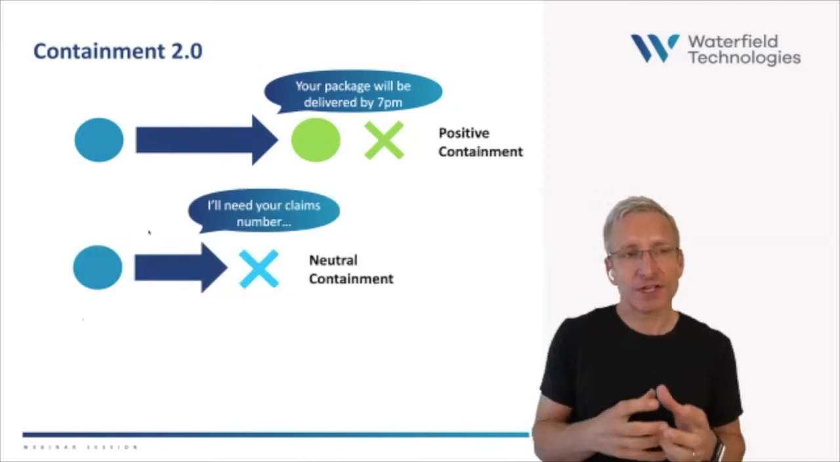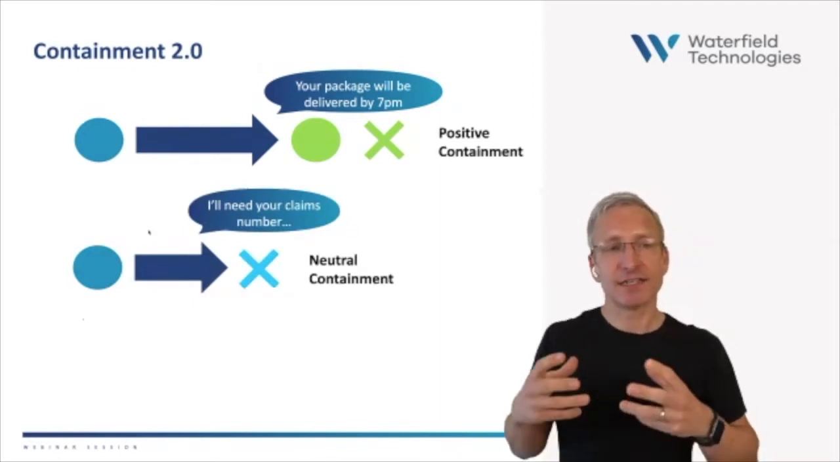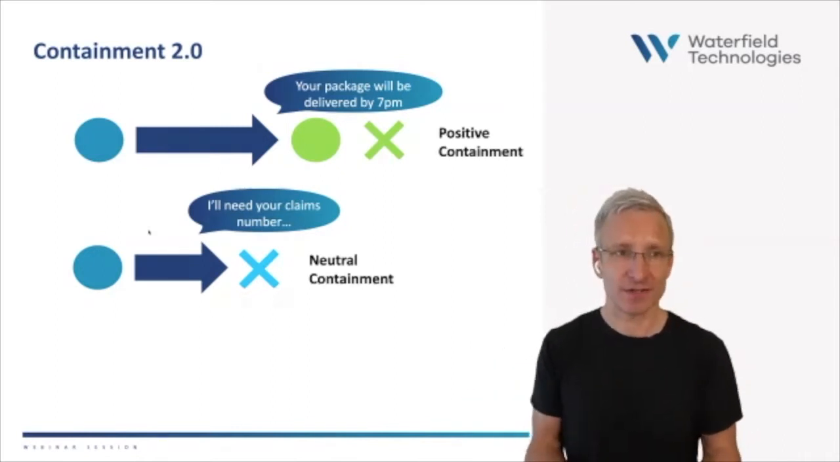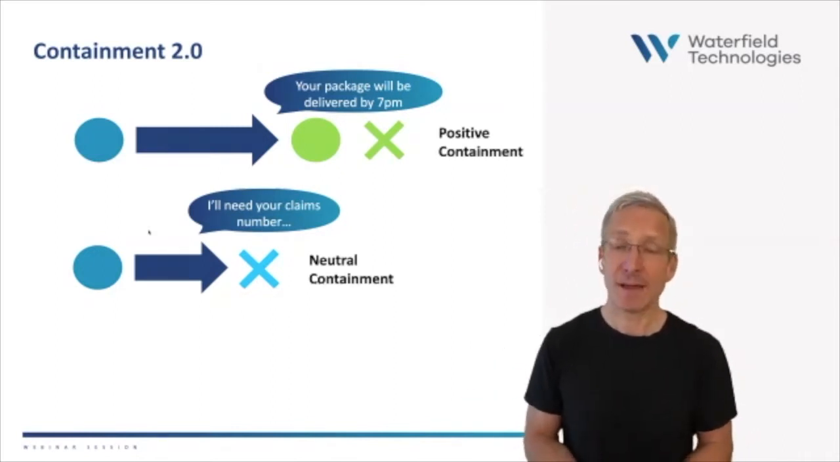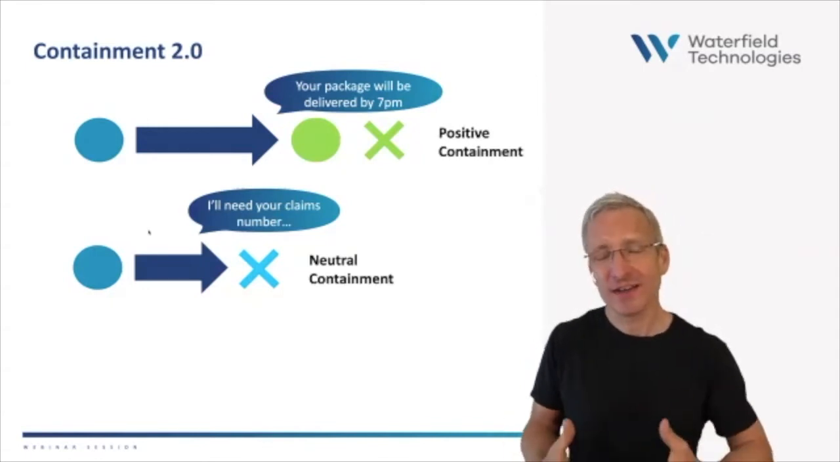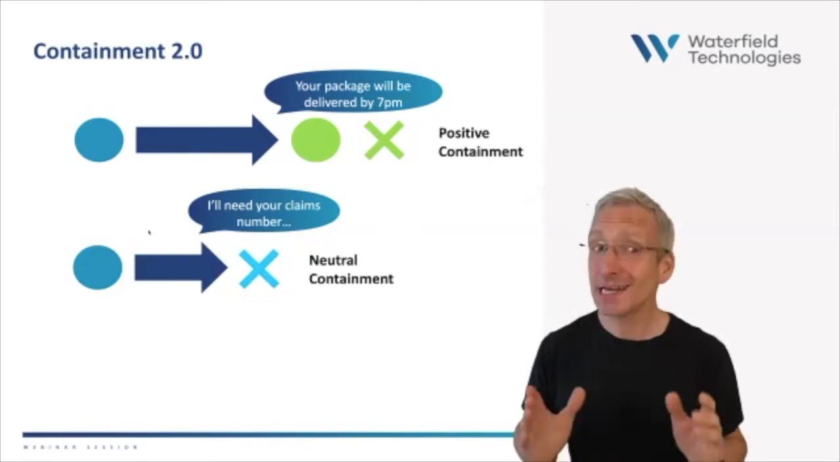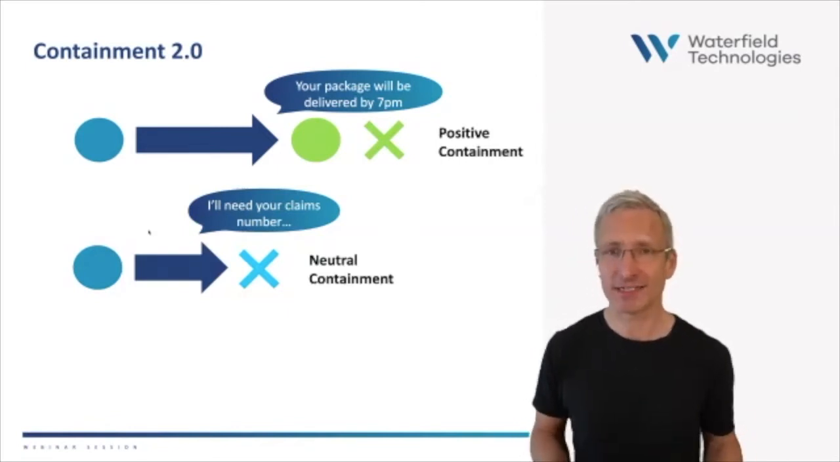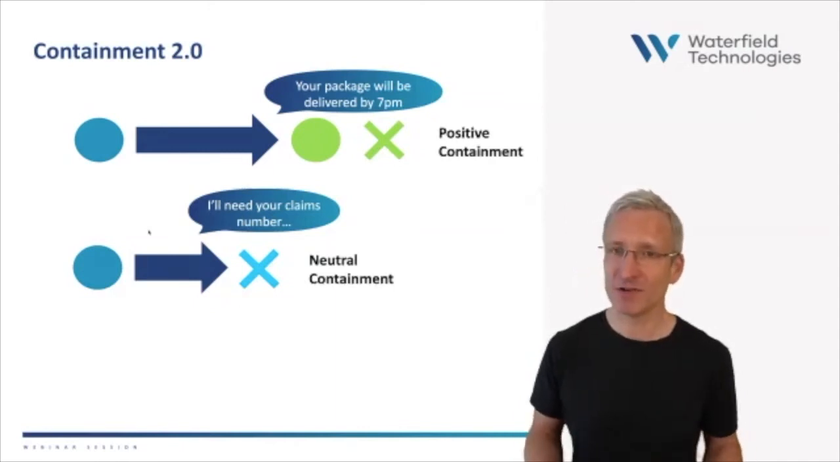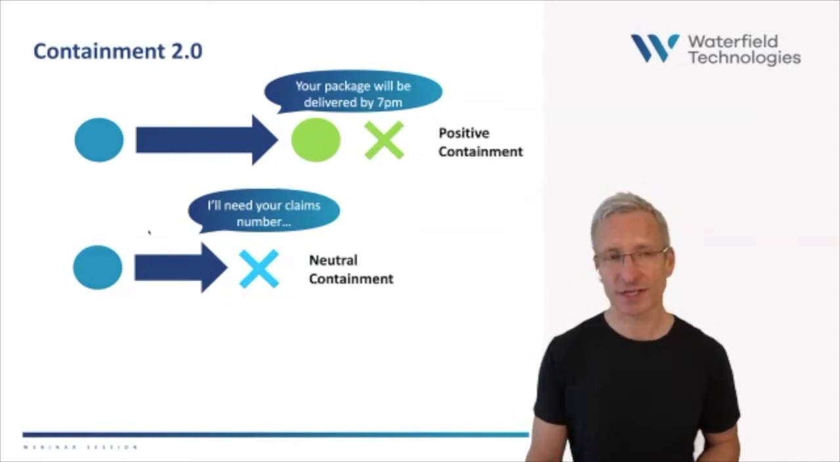Then we've got a task starting, and maybe the system says, oh, I need your claims number to check on the status of your claim. Maybe at that point, the customer hangs up or walks away. That's not a task fail. Probably the reason they hung up or walked away is they didn't have that claims number handy and they've gone to get it. So it's not positive containment, but nor is it negative containment. We tend to call those sort of things neutral containment.